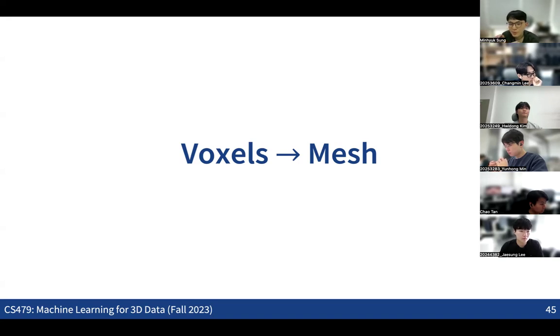So I'm going to stop here, and we're going to continue the discussion about global optimization for converting the point cloud into the implicit function. And then based on that, we're also going to see how we can do the conversion from the voxels into the mesh.